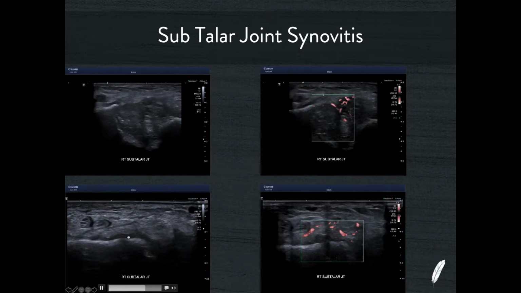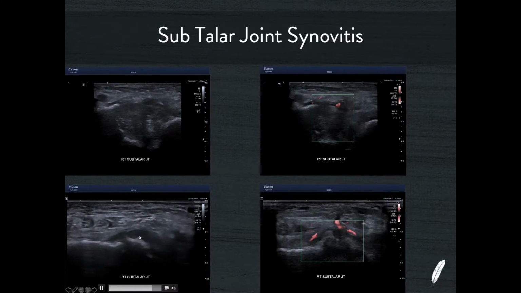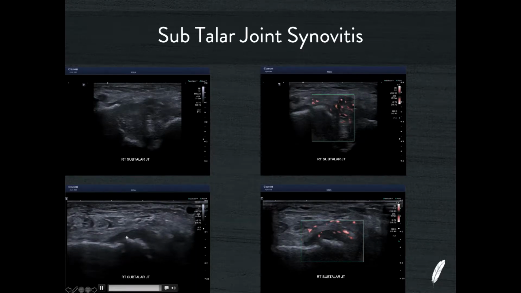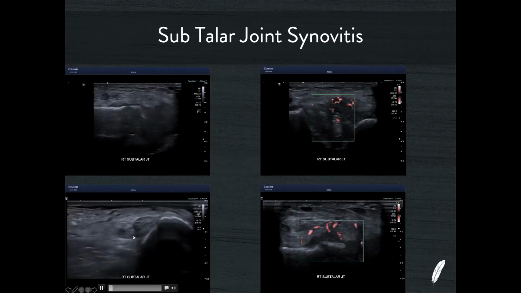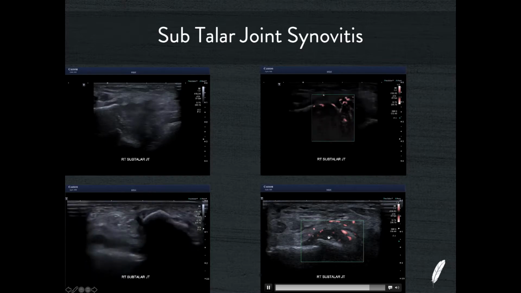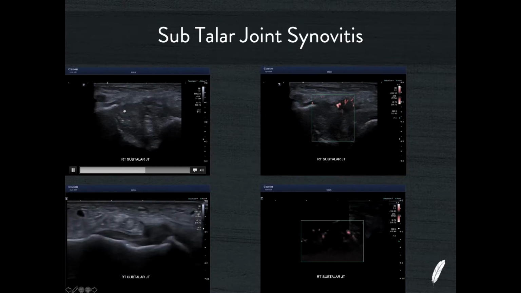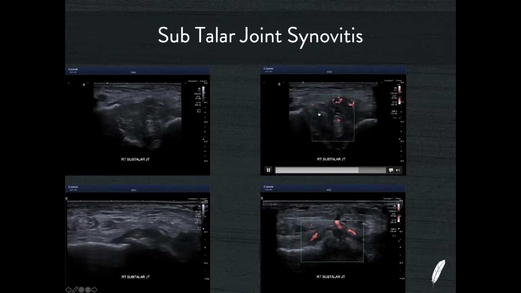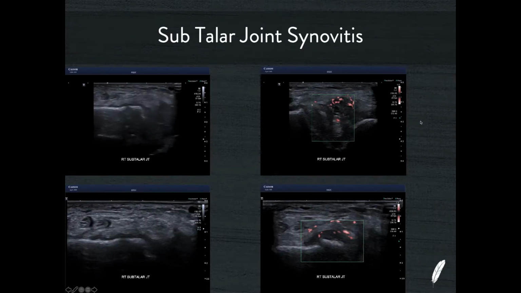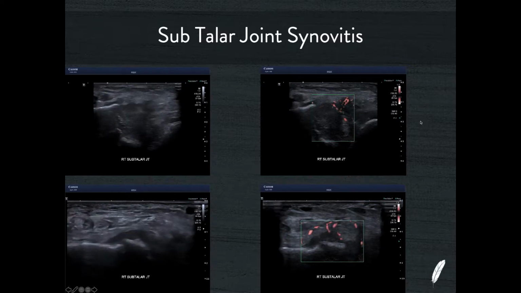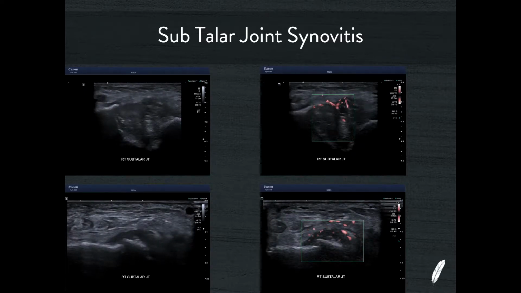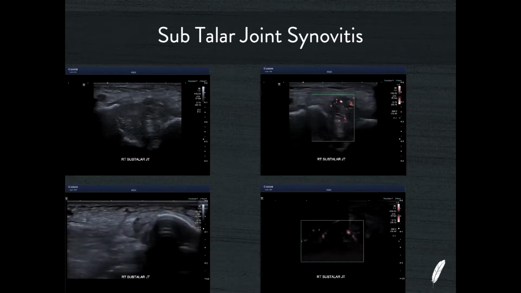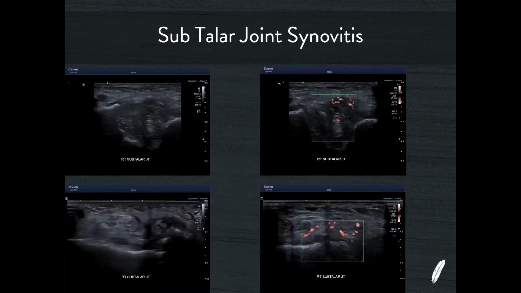So at the level of the joint here, you can see that the joint capsule is quite thick and distended, not really an effusion so much as synovial proliferation. And when we put the SMI on it, this is very vascular, and then in the sinus tarsi, rather than fluid here, we see synovial proliferation, and then with the Doppler, we can see how vascular this is, and this is a subtalar joint synovitis that's expressing itself as hypervascularity and synovial proliferation in the sinus tarsi.